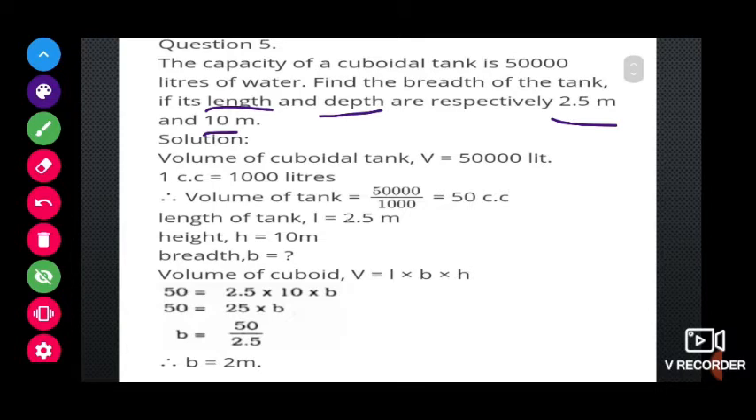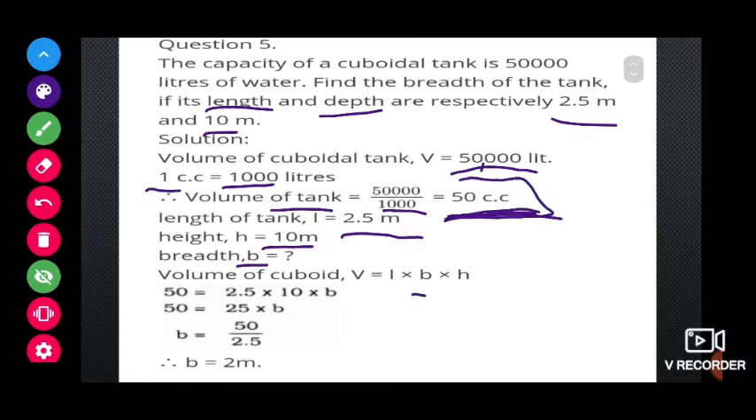So first, the volume of the cuboidal tank V, they gave as 50,000 liters, and we know that 1 cubic meter is equal to 1000 liters. So the volume of the tank we can take as 50,000 by 1000, that is 50 cubic meters. Now the length of the tank L is equal to 2.5 meters and height is 10 meters. Breadth B we have to find. So let's keep it as B as it is.